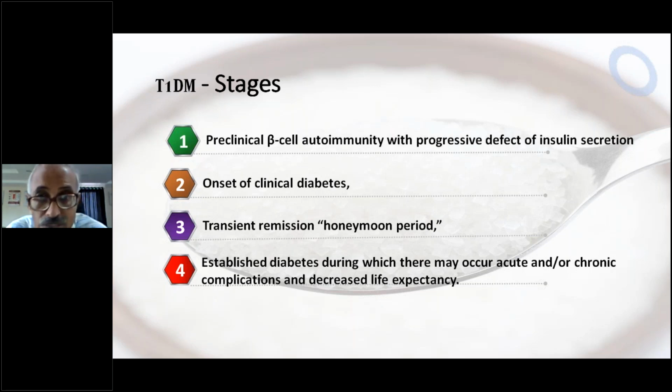And then the third stage is the honeymoon period. We'll talk more about it at a later stage. In the honeymoon period, initially you start treatment, the child improves, and actually there is no necessity for insulin. It subsides, the child becomes normal, and doesn't require insulin at all. That is the honeymoon period. Why is it called honeymoon period?